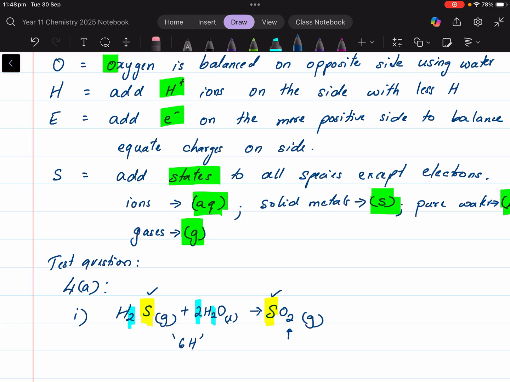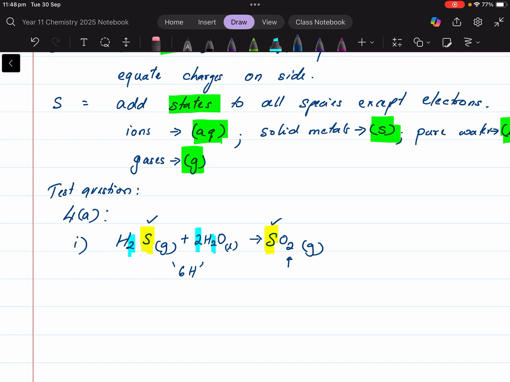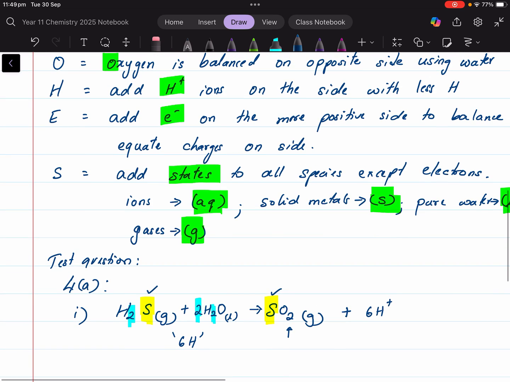I'm going to add hydrogen ions, and a lot of you were making a mistake here by not adding the plus charge on the hydrogen ion. So you want to make sure that you do that. So on the opposite side of where the hydrogens are, I'm going to add 6 H pluses because there are 4 plus 2, which is 6 hydrogens. Now, the last thing that I will do, because I've already done my states, I'm also going to write aqueous here because ions are always aqueous.